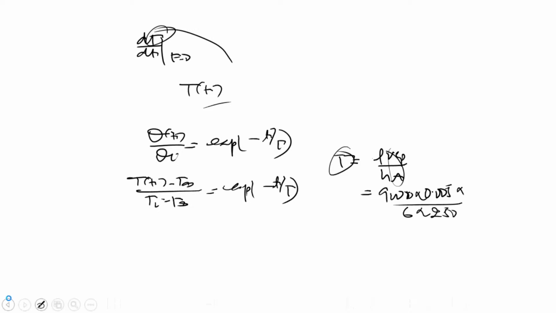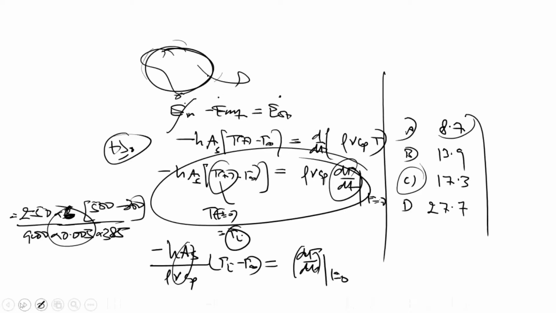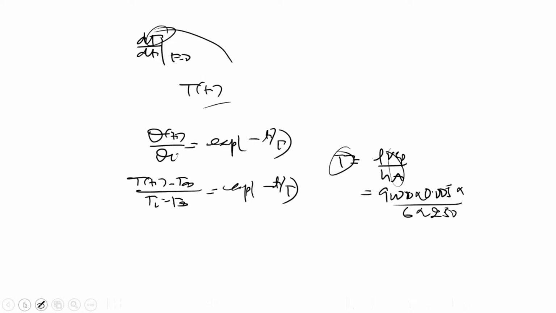And CP is 385. So everything in SI, then I get the answer in seconds. Please tell me, 385 in the numerator. Please solve. Tell me how much tau is there.